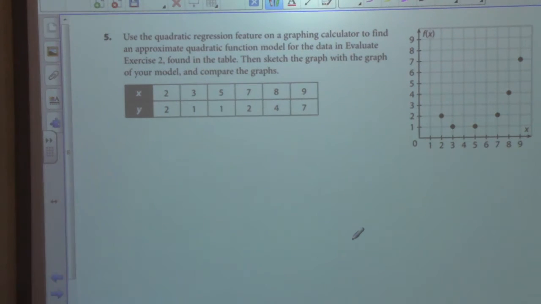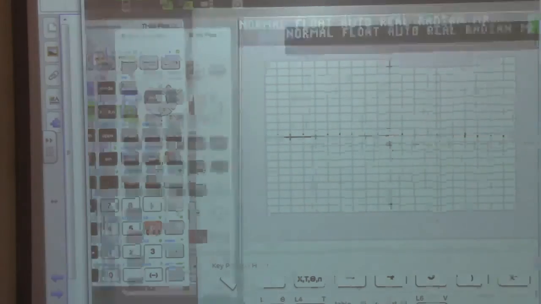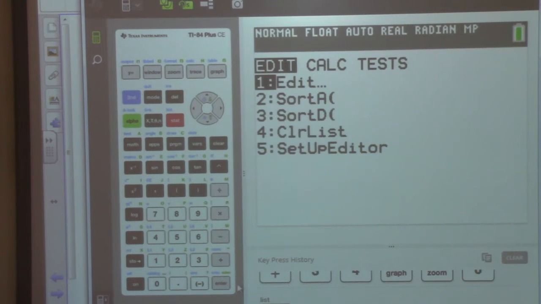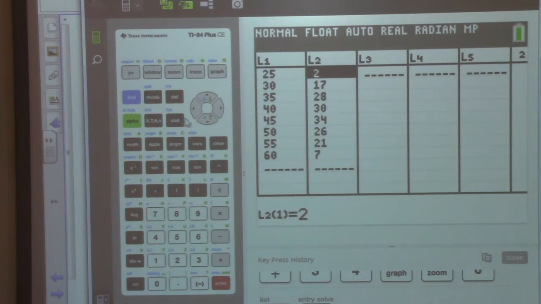And does anybody know how to do that? Jay's nodding his head no. Do you know how to do this? Yeah, you go to Stat Edit. So here we get to our calculator. Let me see if I can get this up here. Okay, Stat Edit. So we go over here to 2, 3, 5, 7, 8, 9.